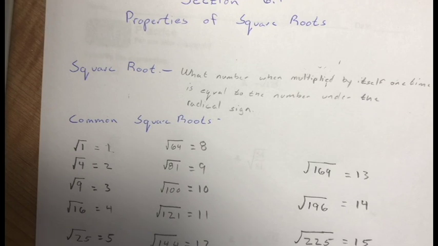But just to give you an overly simplistic definition of what a square root is, it's what number, when multiplied by itself one time, is equal to the number under the radical sign. I know that sounds really complicated, but in all truth and honesty, that's really the best way I know how to say it. It's easier to show you a number.